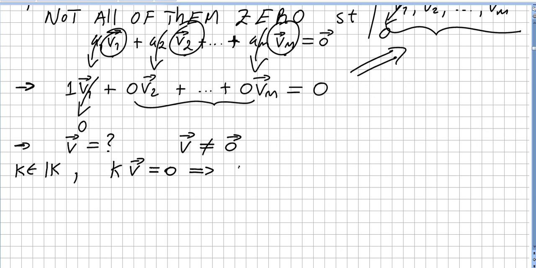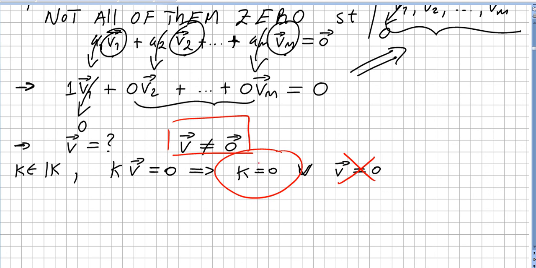Well, that means that k is 0 or v is 0. Okay, but by hypothesis, v is not 0, so this cannot be 0. So the only possibility is k being 0. Okay, so the vector is linearly independent, because the only way of getting 0 here is if this k is 0. So this being said, it means that this vector is linearly independent. Okay, so a non-zero vector is always independent. Sounds a bit silly, but it's true.